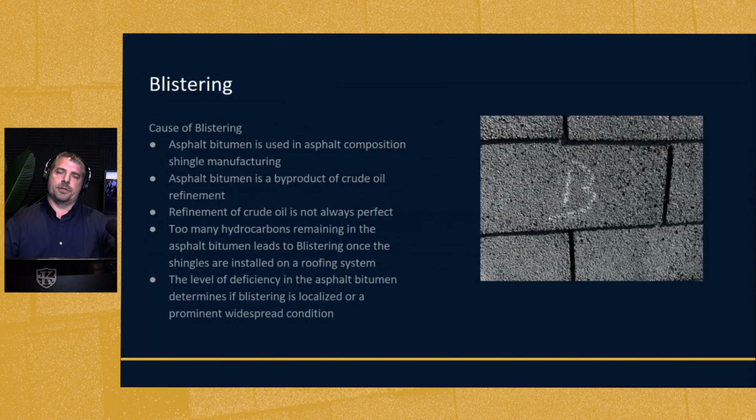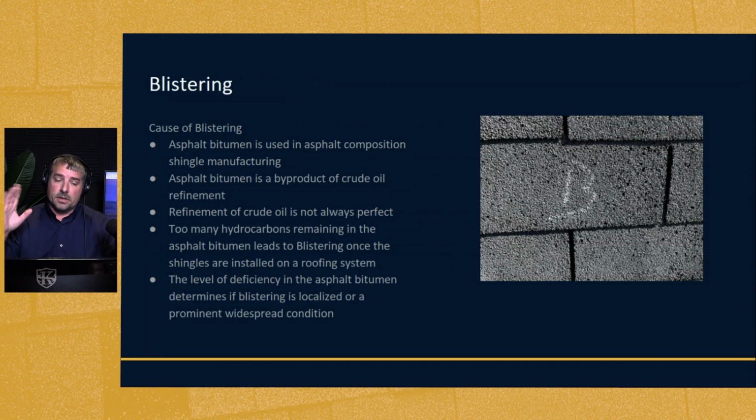All right, up first, blistering. This is probably the most common, frequently observed deficiency on an asphalt composition roofing system. Let's jump right into it. Asphalt bitumen is used in the production of asphalt composition shingles. Asphalt bitumen is a byproduct of crude oil refinement.